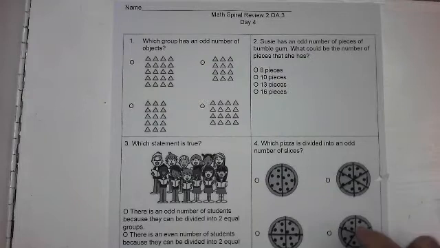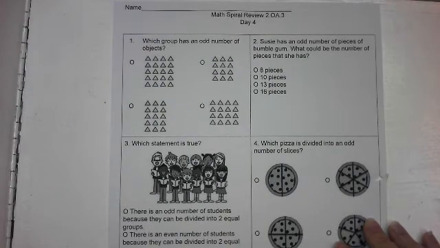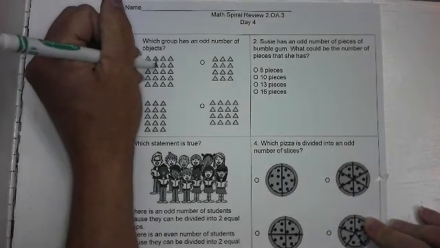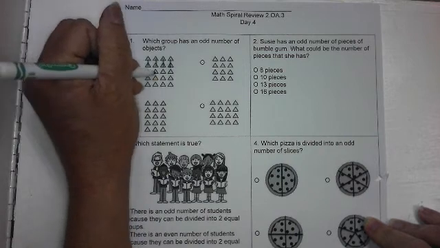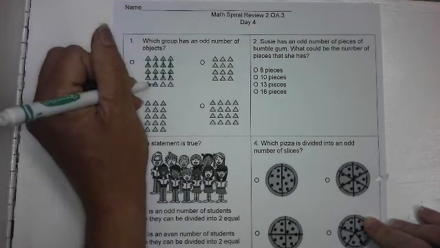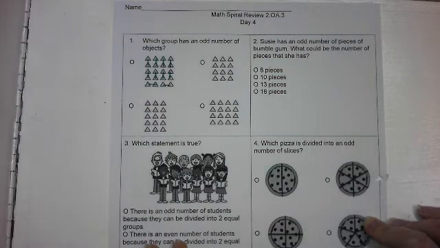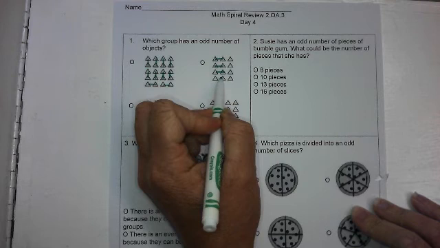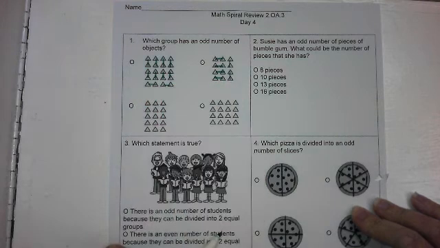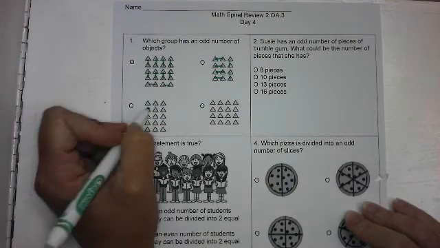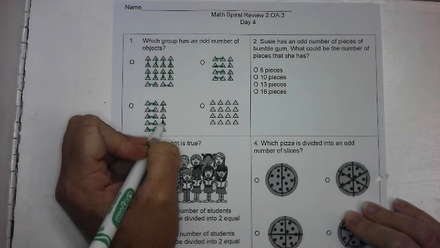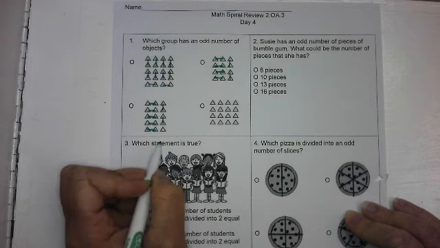Number 1, which group has an odd number of objects? I'm going to pair them up. Okay, each one has a partner, so that one is even. Each one of those has a partner, so they're even. Looks like this one has a leftover, so I'm thinking it might be this one, but let's check.